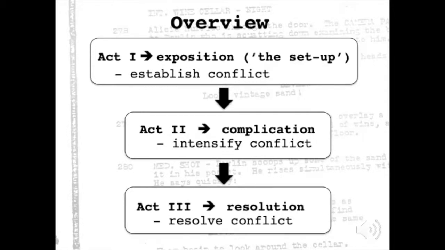Act 1 is referred to as the exposition, or the setup. The purpose of Act 1 is to establish conflict. Act 2 is going to intensify that conflict. It's going to complicate your situation. Act 3 is going to resolve the conflict.